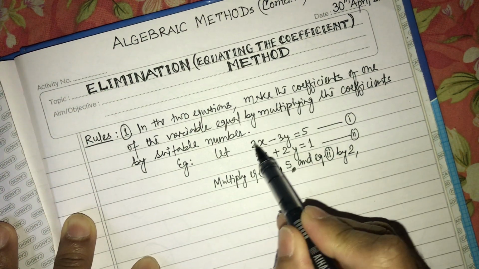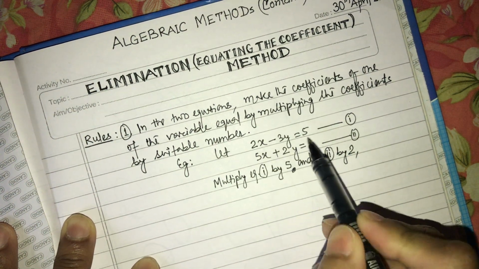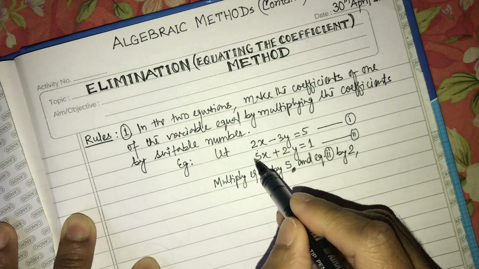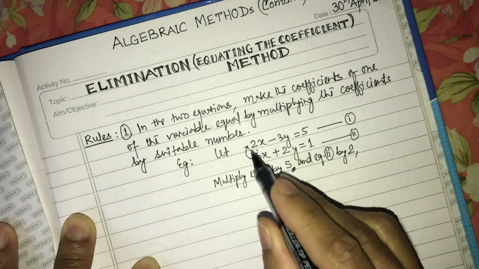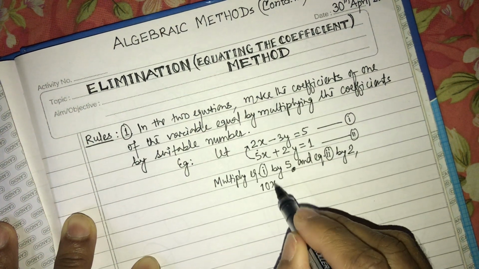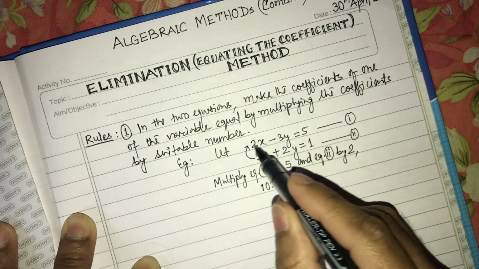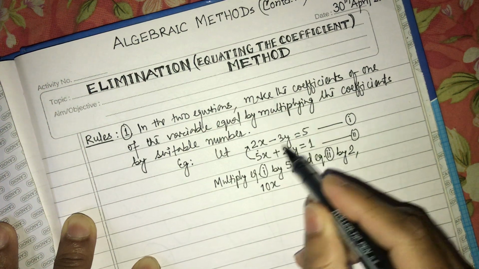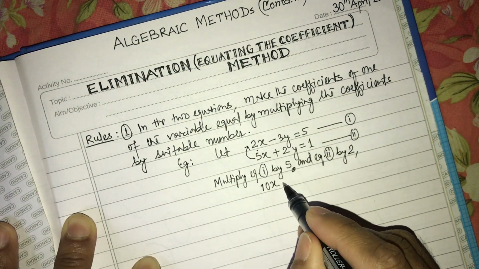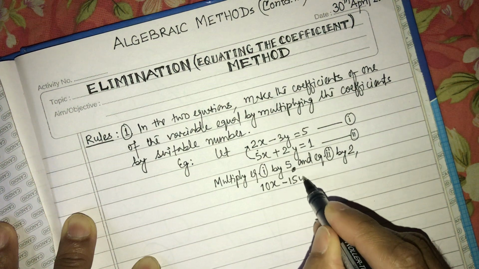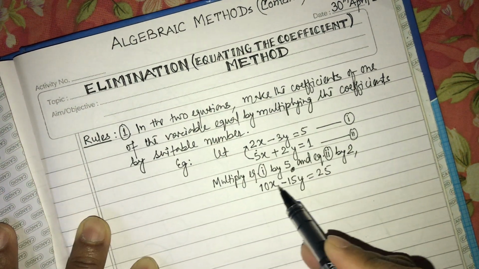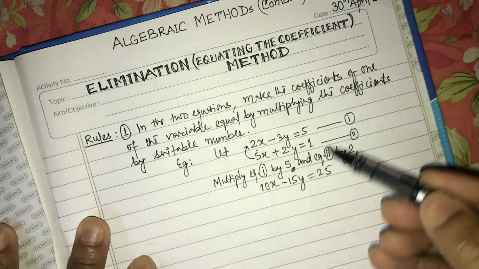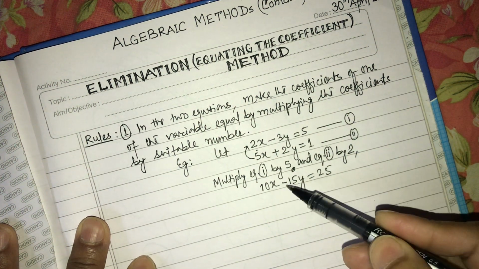Equation 1 by 5. This is equation 1, so here I will multiply this 5. So 5 into 2, I'll get 10x. This 5 will multiply the entire term. So 5 into minus 3 will be minus 15y. 5 into 5 will give me 25. So after multiplication, I got a new equation.